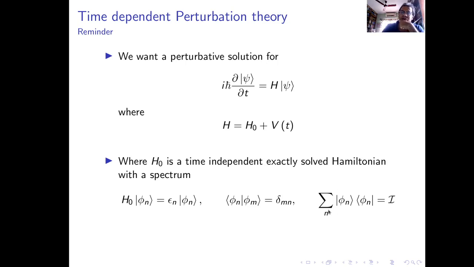Similarly, the sum here should be interpreted more as a sum over the discrete part and an integral over the continuum part. Because in general, a particular Hamiltonian, H0 might have both discrete and continuum parts in its spectrum. And of course, V of t, the perturbation, is considered to be in some sense small compared to H0.